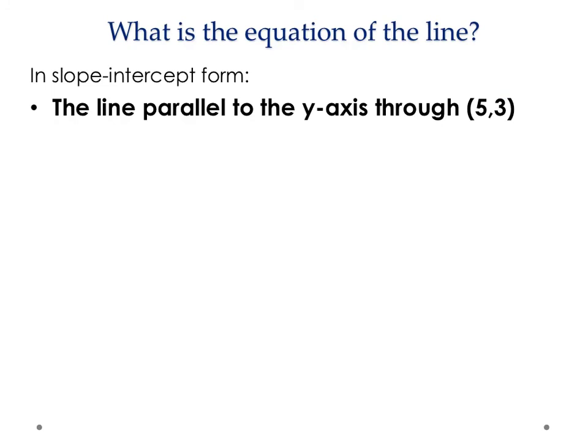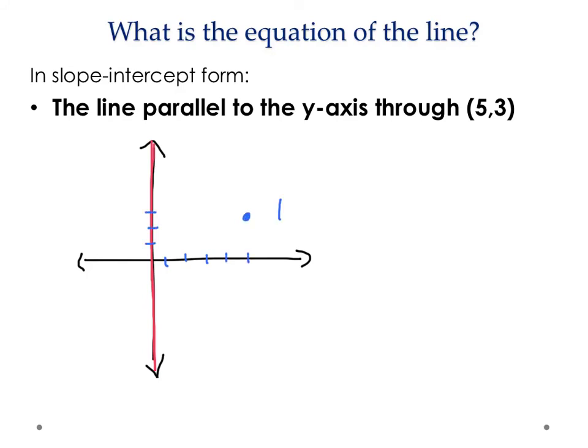I want a line that is parallel to the y-axis through the point 5,3. So I need you to visualize what the y-axis looks like now. So here is the y-axis, and I want to be parallel to that. So a line that is parallel to that and goes through the point 5,3, so let's just say this is the point 5,3. I need to go through that point but be parallel to the y-axis, so I must look like this.